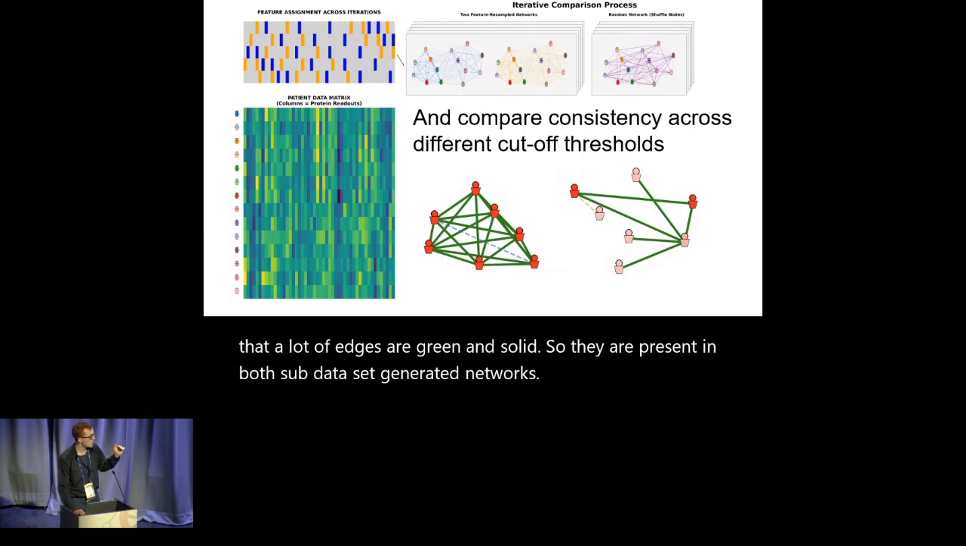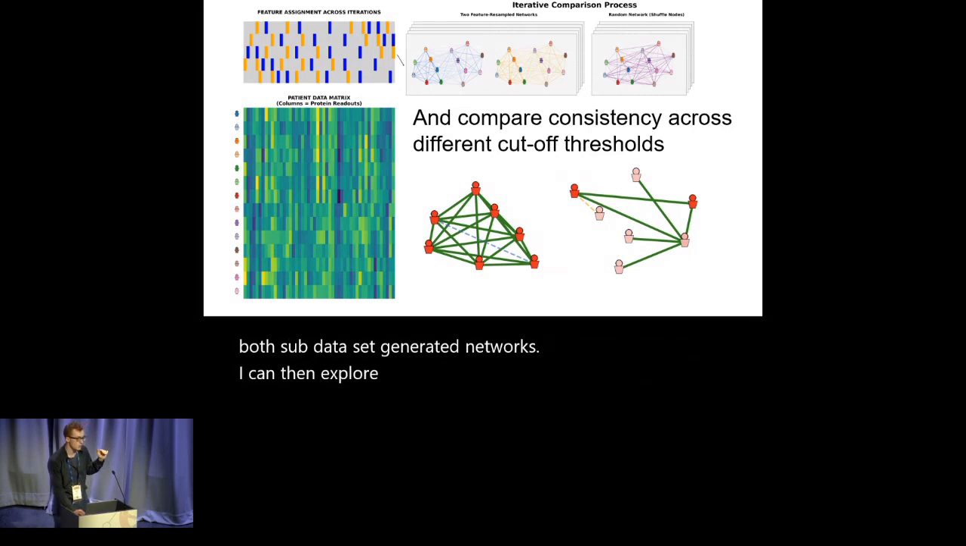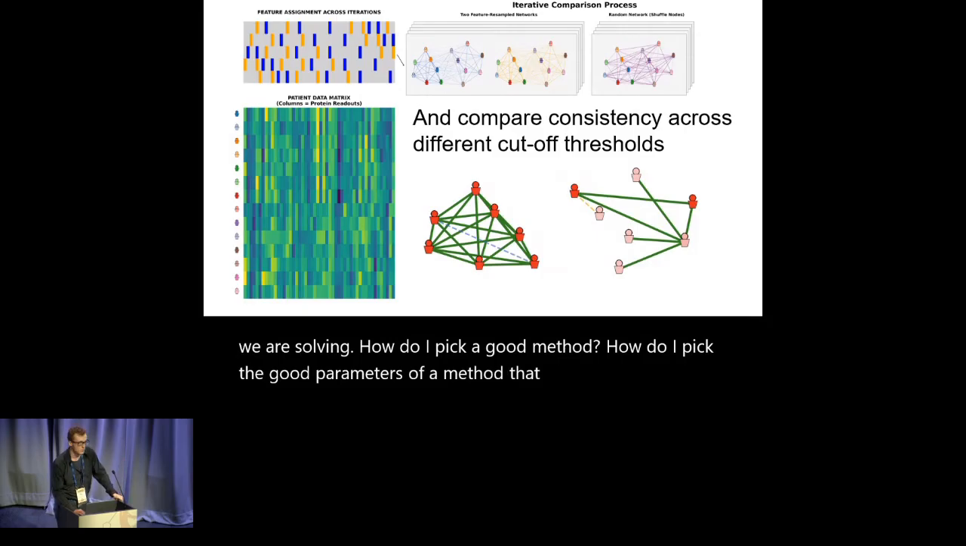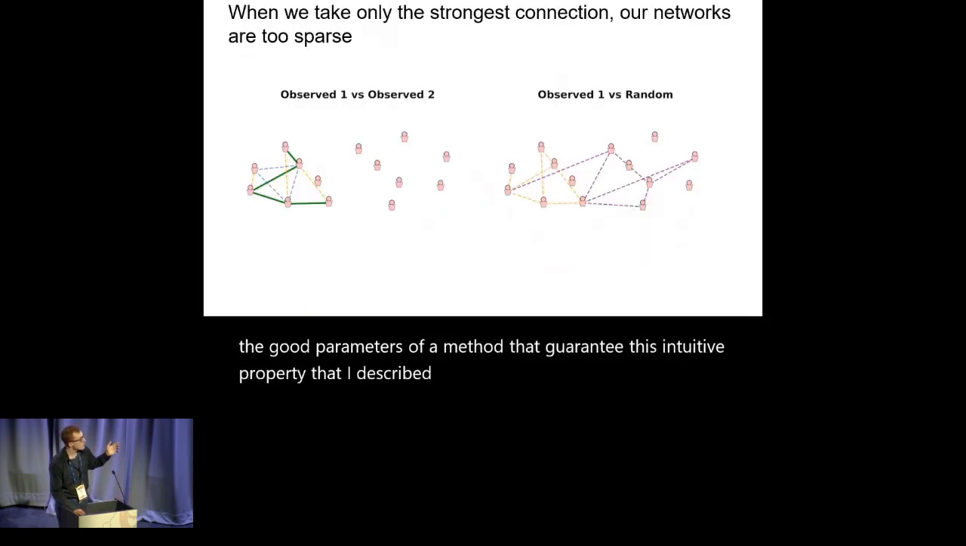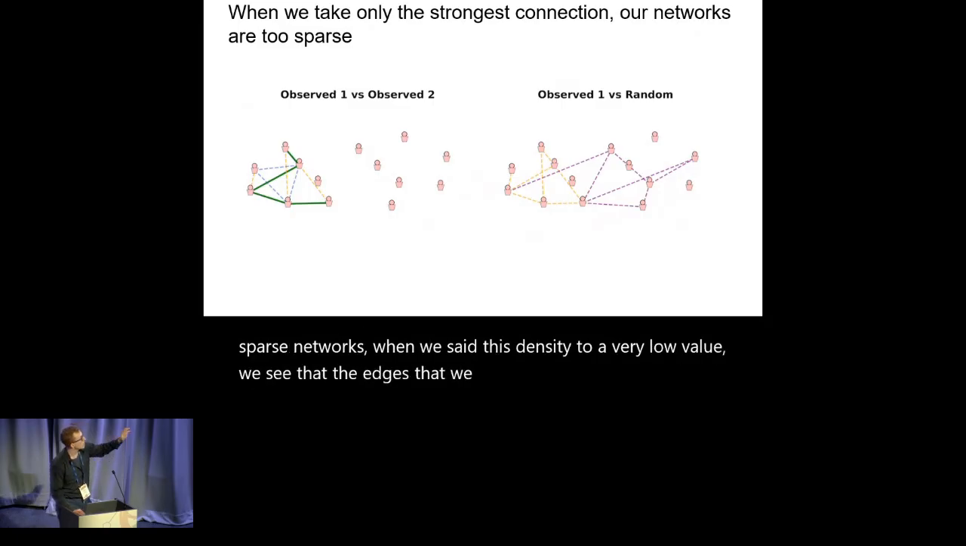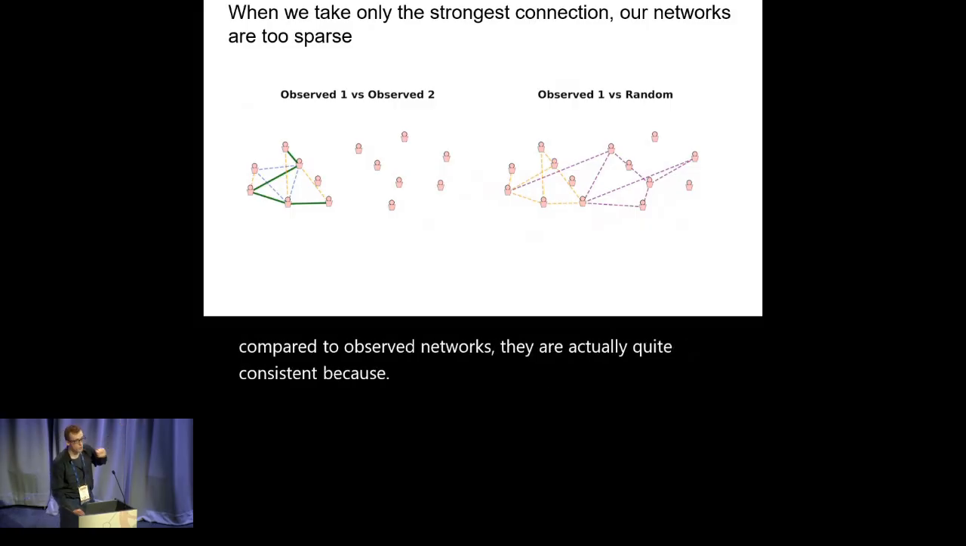I can then explore how this varies when I change parameters of how I construct this network. So this is a problem that we are solving. How do I pick a good method? How do I pick the good parameters of a method that guarantee this intuitive property that I described earlier? So when we take very sparse networks, when we set this density to a very low value, we see that the edges that we select are on the left when compared to observed networks. They are actually quite consistent because out of the 10 edges, 4 of them are shared between the two sub-data sets.